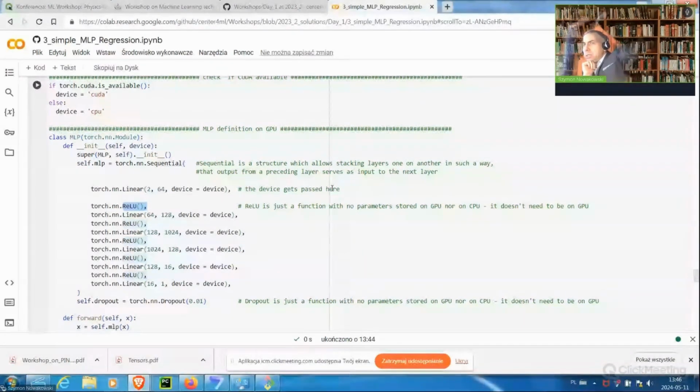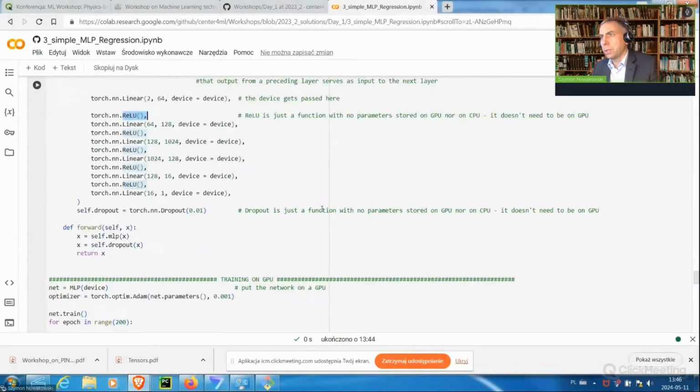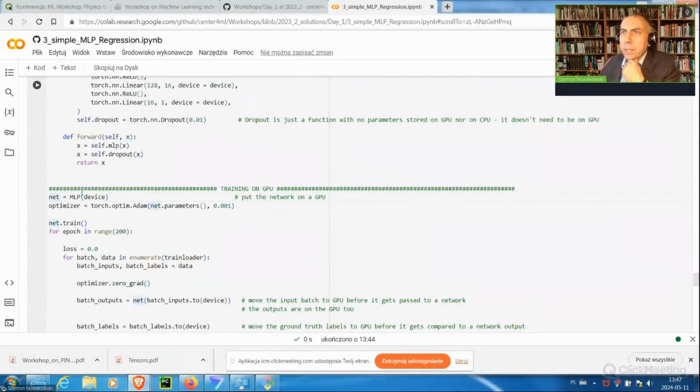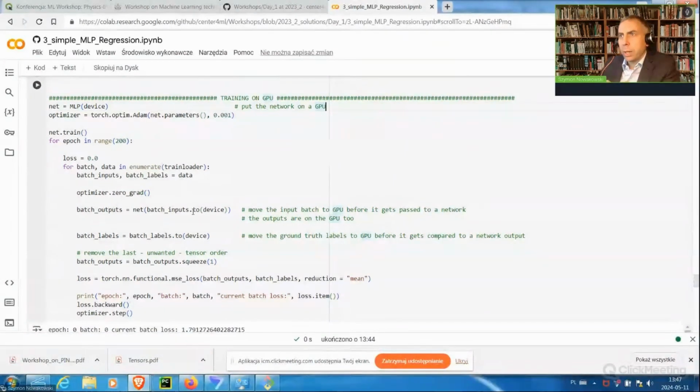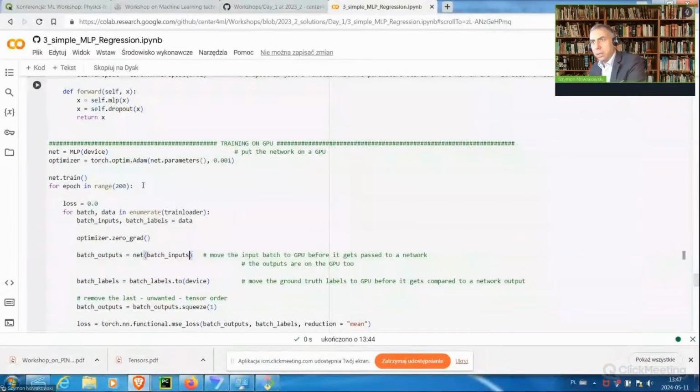So for a linear layer, there would be this matrix, not a layer but a matrix with the tensor, that is stored on GPU or CPU, and the ReLU is just a function. It doesn't have any parameters, so it does not have to be put anywhere. The same for dropout. It is just a function, so we do not put it anywhere. And then when we create our instance of MLP, we tell it to be constructed on this device. So we put it on the GPU. And then when we take our data as inputs, before they are fed into the network, they are put onto the same device, so that the network and the data are on the same device. It is important. Sometimes you get an error that the data and the network are not on the same device. Actually, I think I could show you that. If we just skip this thing here, we would get an error.